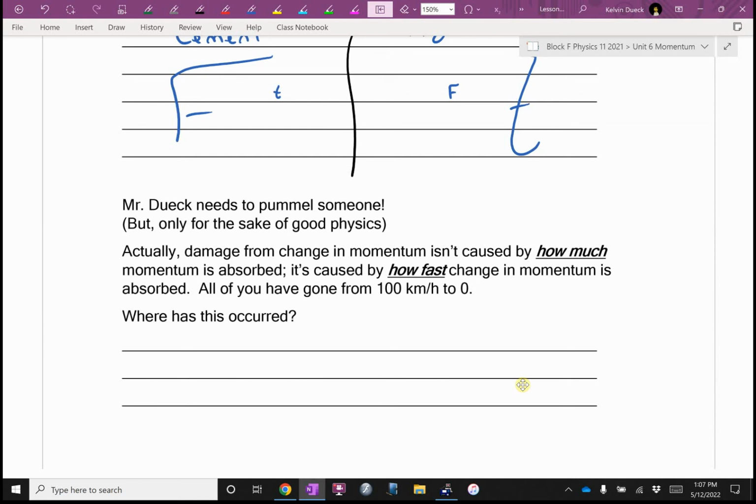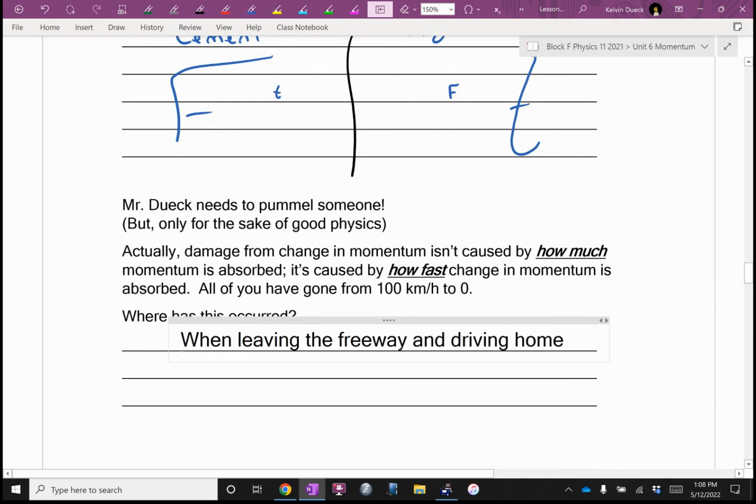You've gone through an impulse, the same impulse as in a car crash, but you spend so much time doing it, you don't even notice the force. It's not like you have to brace yourself before you hit the off-ramp. You carry on your conversation, you hardly notice a thing. So where has this occurred? When leaving the freeway and driving home. But time is so big, 10 minutes probably, that the force is negligible. As opposed to going from 100 to 0 by hitting a brick wall, that's not a good thing to do.